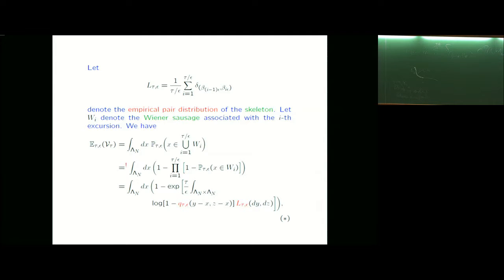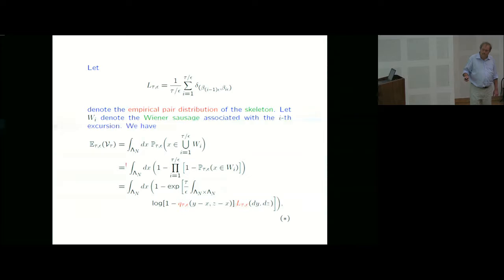Yes? This is a conditional expectation. This is an expectation over the whole Wiener sausage, given that I fix the skeleton. So this is still a conditional probability where I fix the skeleton. This is only a statement about the average volume given that I fix the skeleton. And then later I'll start to average over the skeleton.